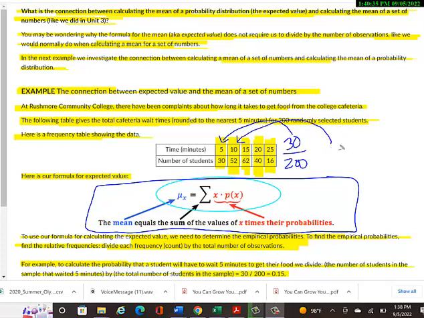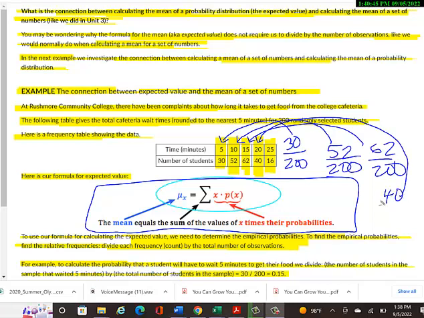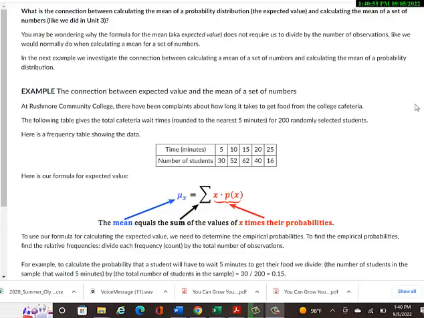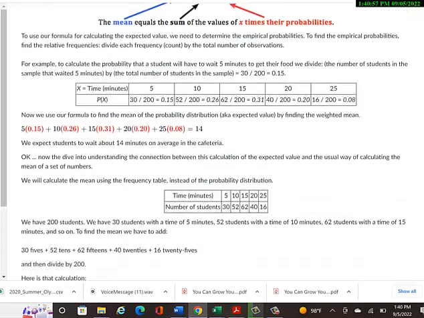Here there were 52 students out of 200 that waited closer to 10 minutes, and for 15 minutes, there were 62 out of 200. For 20 minutes, there were 40 out of 200, and the last one, 25 minutes, there were 16 out of the 200 who had to wait closer to 25 minutes than any of the smaller values. Okay.